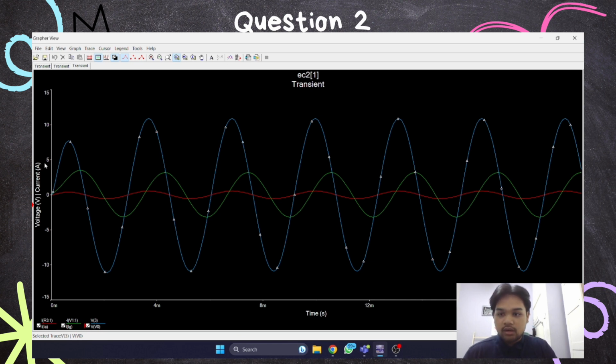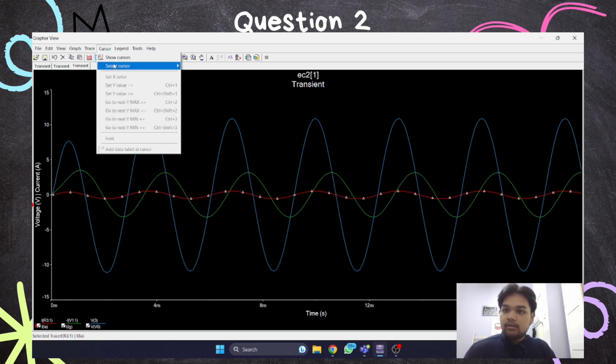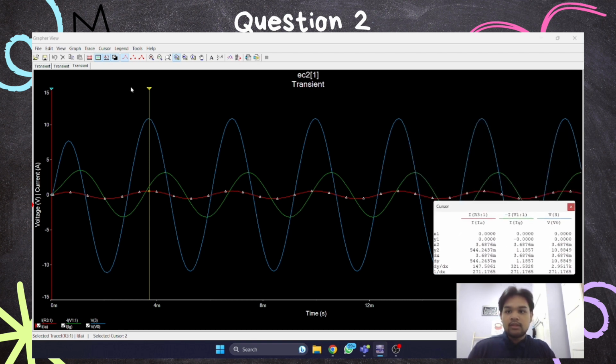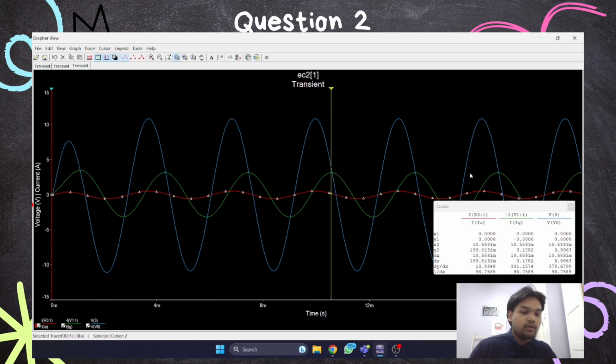So what are these three types of waves here? As you can see, they are different in color: red, green and blue. The red one symbolizes the value of Ia, the green one is the value of Ig, and the blue one is V0. Now we need to click the cursor and show the cursor. This is the cursor that we will be using, and it will affect the values in the data below.